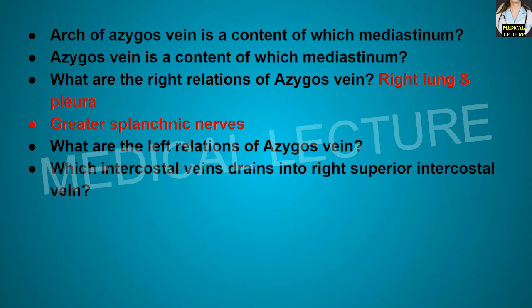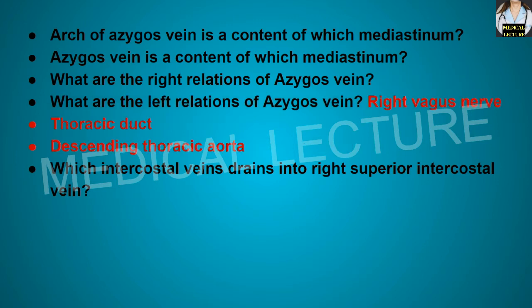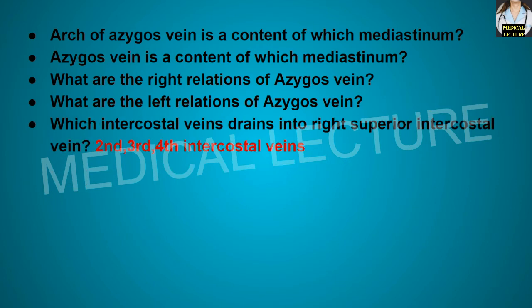What are the left relations of the azygos vein? So they are right vagus nerve, thoracic duct and the descending thoracic aorta. Which intercostal veins drain into right superior intercostal vein? So second, third and fourth intercostal veins drain into right superior intercostal vein.